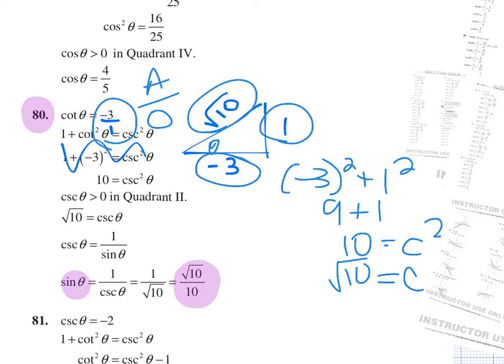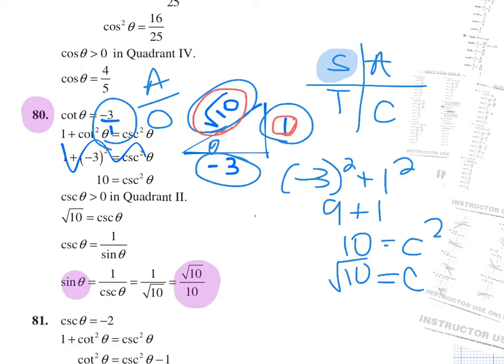The reason it's in quadrant 2 is to tell you, this is where your All Students Take Calculus comes into play, right? In quadrant 2, sine and cosecant are the only positive ones, which means when I go to find the remaining one, which, what did it ask for? Sine, right? Sine, I would know that it would be positive. And so I use the same triangle to get sine. I would do opposite over hypotenuse, 1 over root 10, and then rationalize it so that it's root 10 over 10. So eventually we're going to get to Pythagorean identities, but for now, use your right triangles. It's way easier.